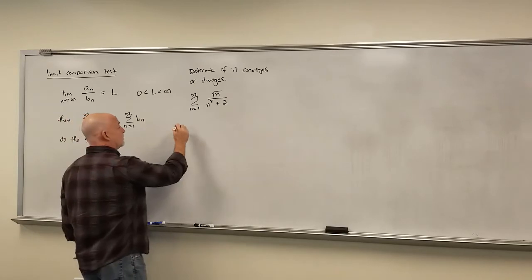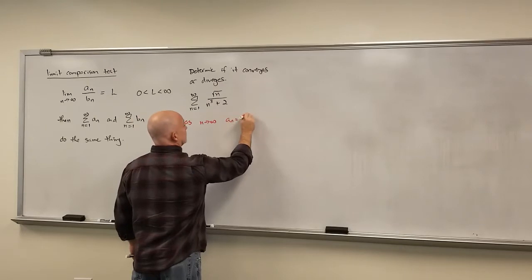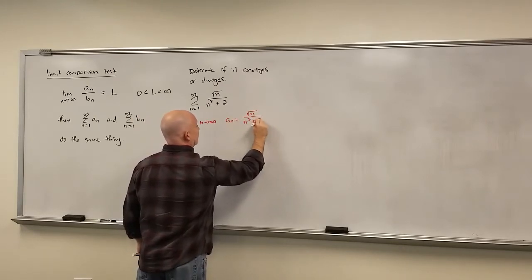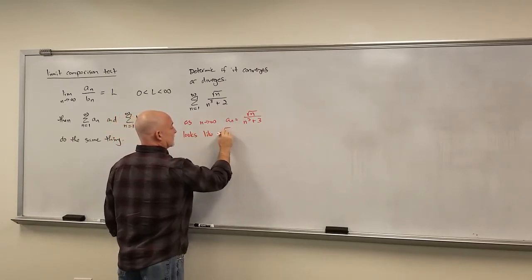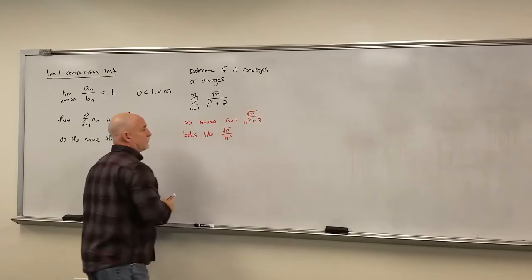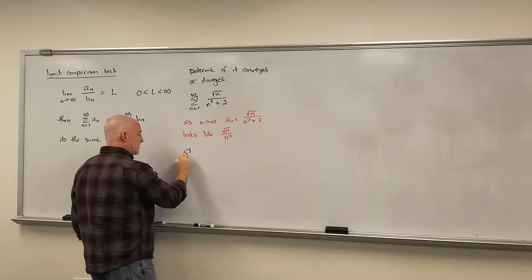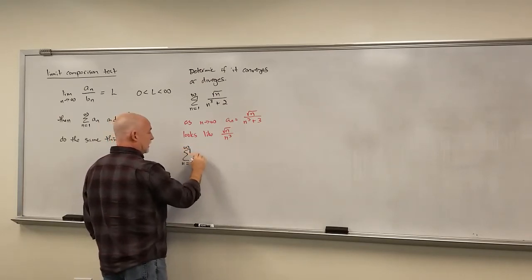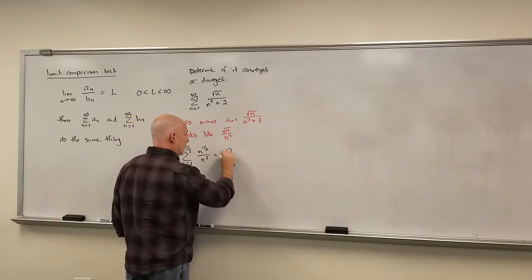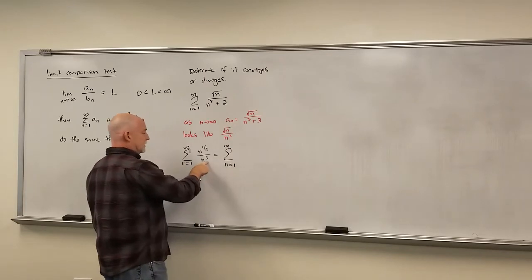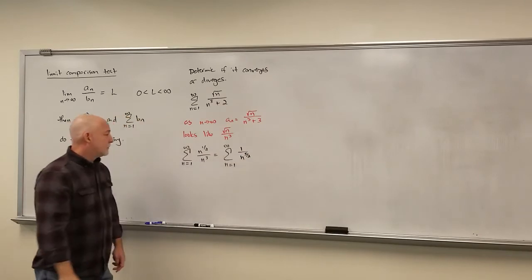We do that the same way. As n goes to infinity, a sub n, which is the square root of n over n cubed plus 2, looks like just the square root of n over n cubed, right? The plus 2 is not going to make any difference as we go to infinity. So what we really want to look at is the sum from n equals 1 to infinity of n to the 1/2 over n cubed, which is the sum from n equals 1 to infinity of, let's see, 6/2 minus 1/2, so that's 1 over n to the 5/2.